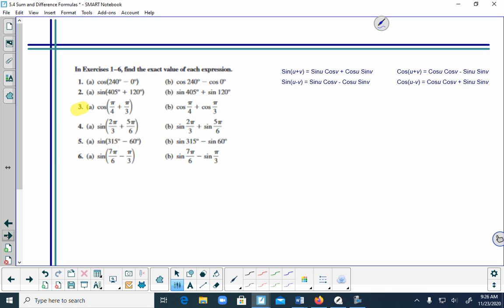So the first one you were given was 3a, so you're trying to find the cosine of pi over 4 plus pi over 3. So I'm using the sum formula for cosine, so I'm using this formula right here. So I'm going to say the cosine of pi over 4 times the cosine of pi over 3 minus the sine of pi over 4 times the sine of pi over 3.